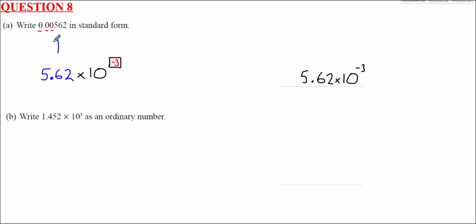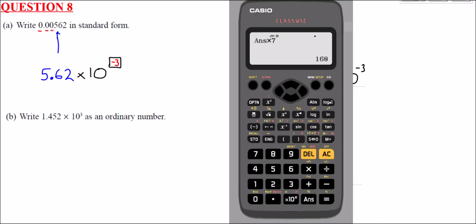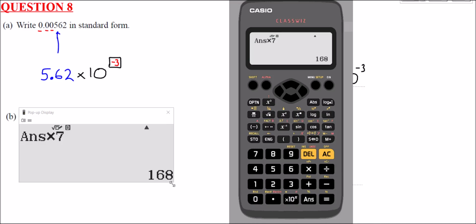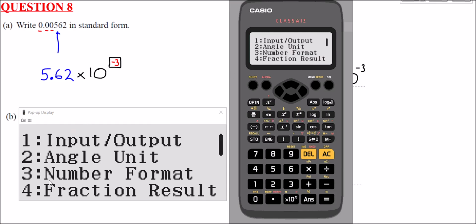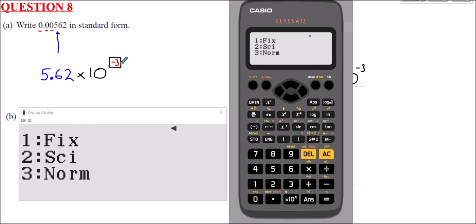I'll also mention how you can do this briefly using a calculator. So, on a calculator, I'll just show you now using the bigger screen. We can press Shift Menu. We now go to number 3, number format. So press number 3 on your calculator. Now standard form on a calculator is given as SCI, that's short for scientific mode. So press 2. You now need to select between 0 and 9.